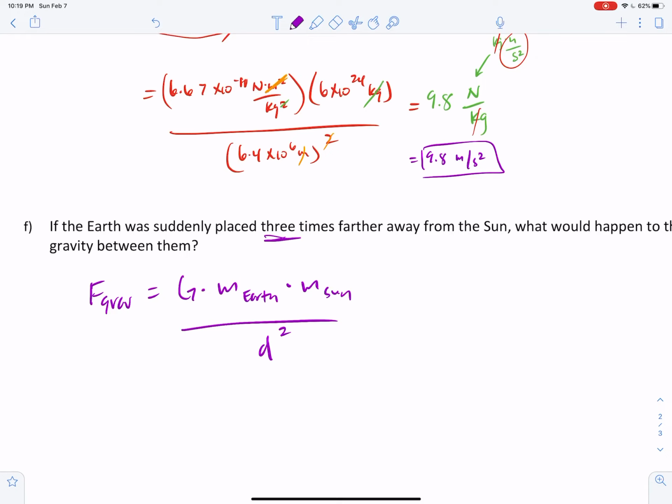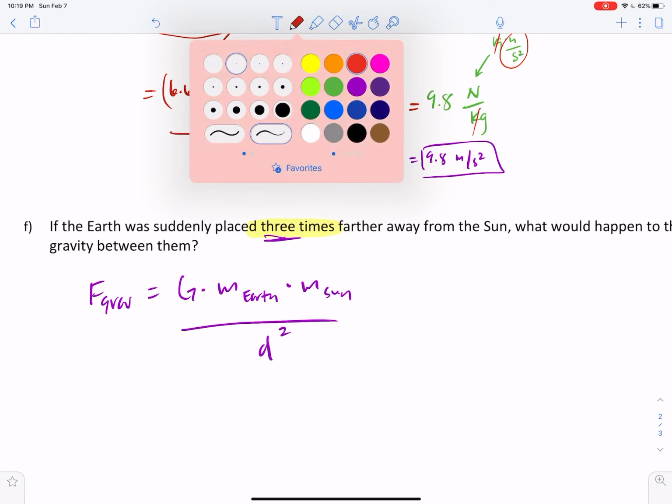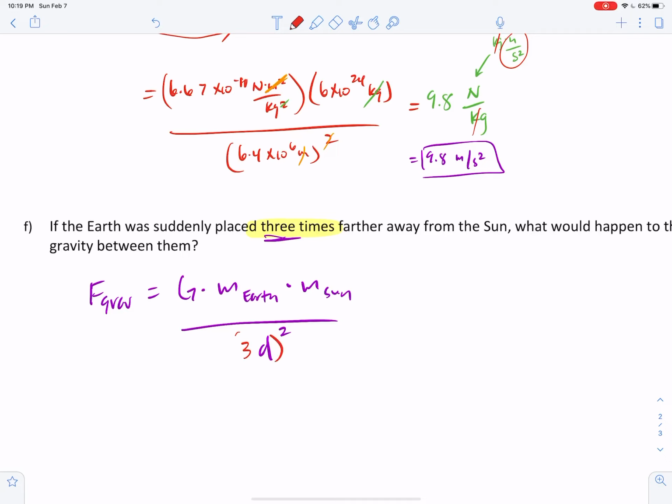So if you increase that distance by a factor of 3, you would basically be throwing a 3 in front of that distance here. Now, the denominator is squared. So you wouldn't just be dividing the force of gravity by 3, but you would be dividing it by 3 squared. Okay? That means it would change by a factor of 1/9. So the force of gravity would be 9 times weaker if the distance between the Earth and the sun was tripled.